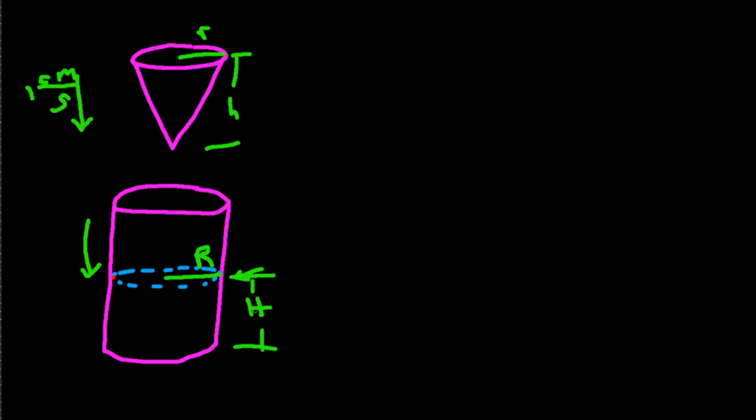It's filled partially with fluid, and the cylinder has a radius of big R. At the same time, we have a circular cone, radius r and height h, being lowered into the cylinder at a rate of 1 centimeter per second. And the question is, once we submerge the cone fully into the cylinder, what is the rate of change of the height of the fluid?